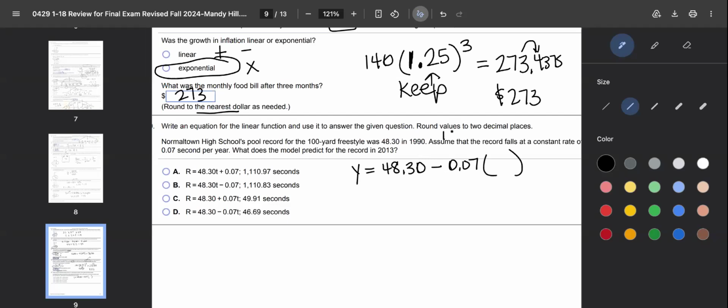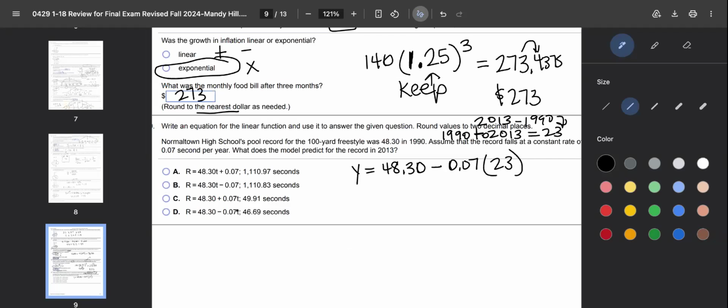So the difference from 1990, how much time has gone by from 1990 to 2013. If we were to subtract that, we would get 23 years. So I would actually have to do 2013 minus 1990 if I was going to get that answer. And so we would say 23 here.